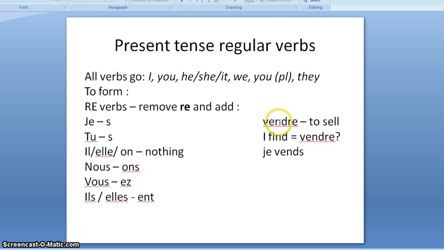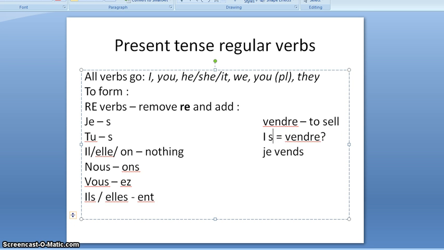Okay. So vendre, to sell. I want to say I sell. So I've got vendre there. I take the re off, and I know when it's the I form, I put s on the end. So je vends, I sell. If it was they sell, we'd have ils vendent, ils vendent. Can you see that? Hear that? There's no t pronounced. Ils vendent. Okay, so those are the main verb forms, er, ir, and re.